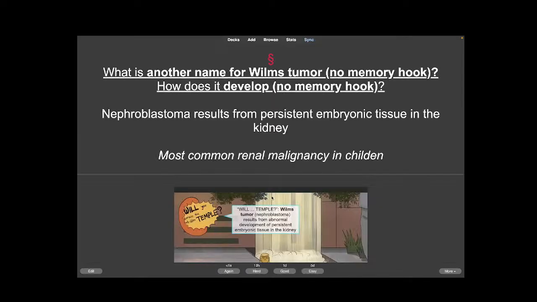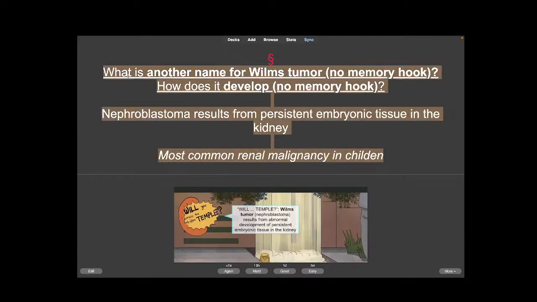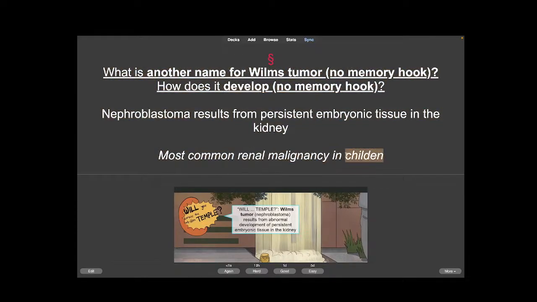For Wilms tumor, no memory. How does it develop? I don't know. Embryonic tissue in the kidney. Persistent embryonic tissue. Oh, okay, it comes from nephro. Most common renal malignancy in children. Alright.